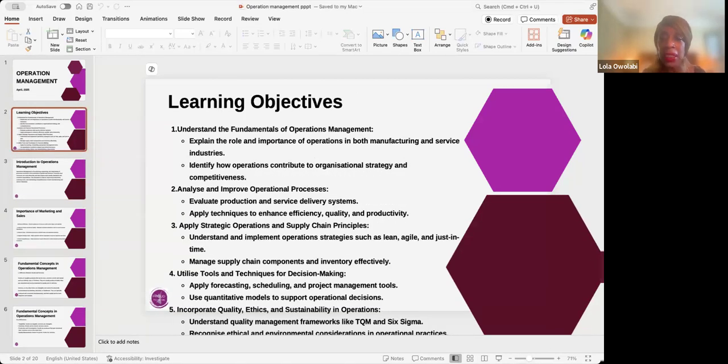And thirdly, applying strategic operations and supply chain principles: understanding and implementing operational strategies such as lean, agile, and just in time, and managing supply chain components and inventory effectively. Then utilize tools and techniques for decision making, and therefore apply forecasting, scheduling, and project management tools, using quantitative models to support operational decisions, and then incorporate quality, ethics, and sustainability in operations. Now, I think the key thing is that when you prepare, you're in it to win it at the end of the day.